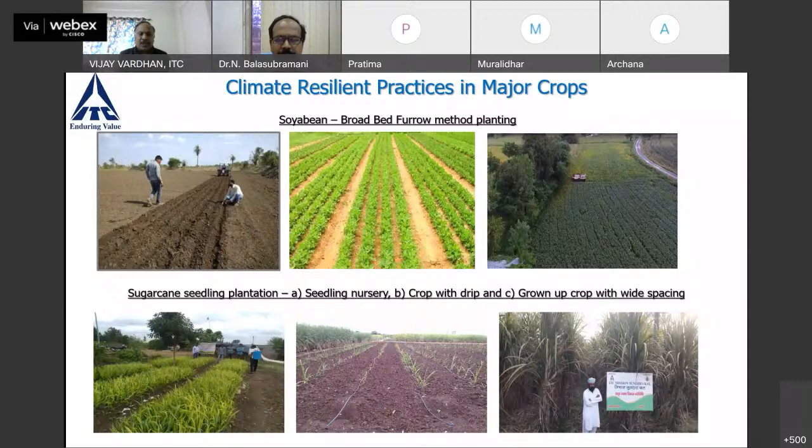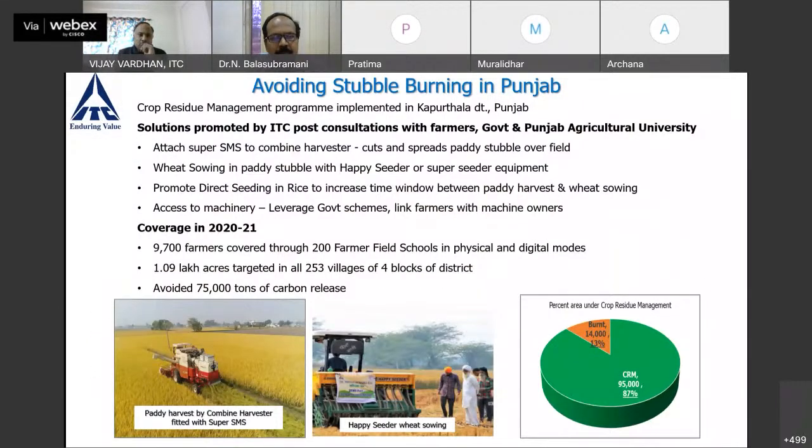And sugarcane seedling plantation. Traditionally, sugarcane stems, sticks, are planted. They call it set plantation. But instead of that, when we do seedling plantation, for 2 months the crop is in the nursery. So there is a saving of 2 months of standing crop requirement in the main field. So water saving is there for 2 months, plus, followed by drip, it's a water-saving and high-yielding practice.